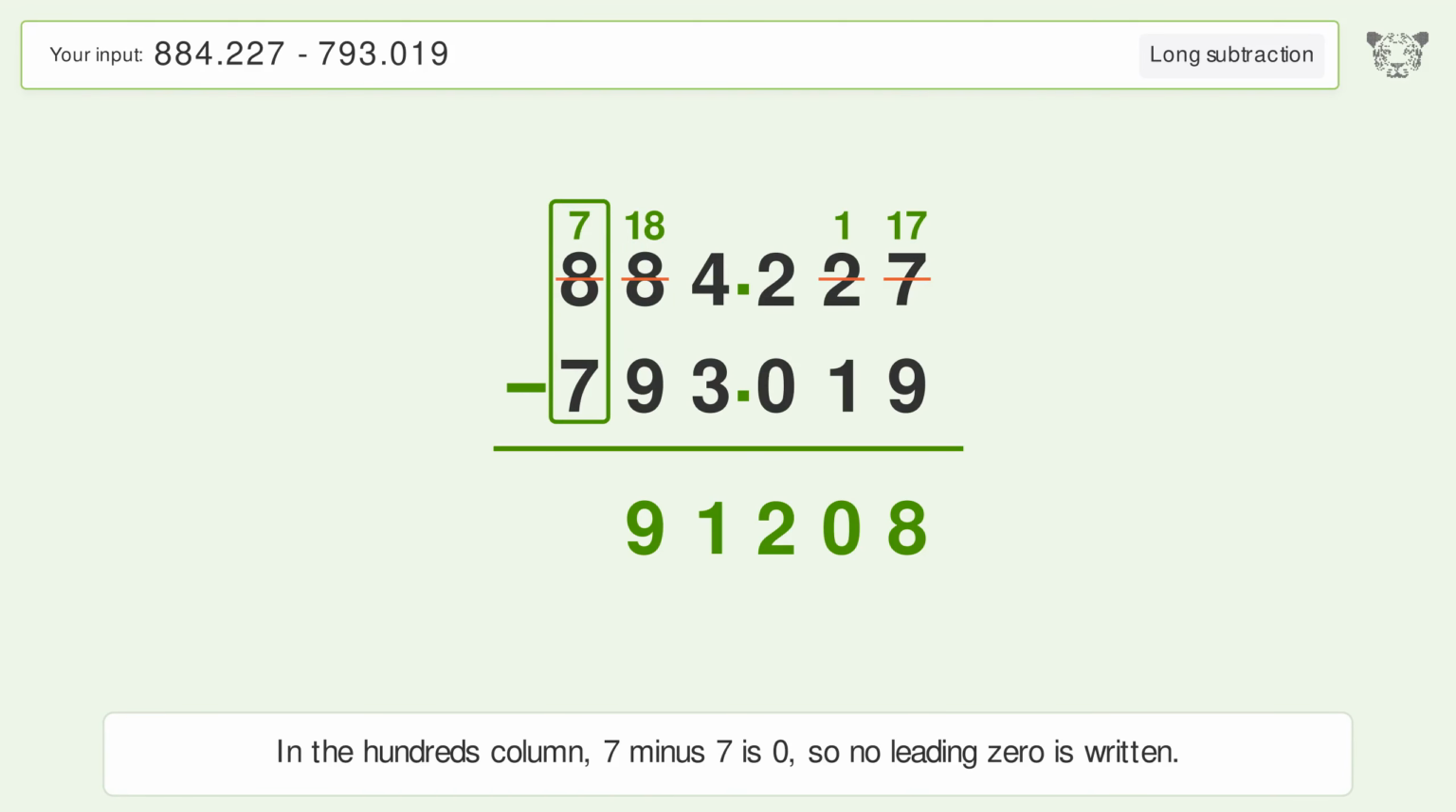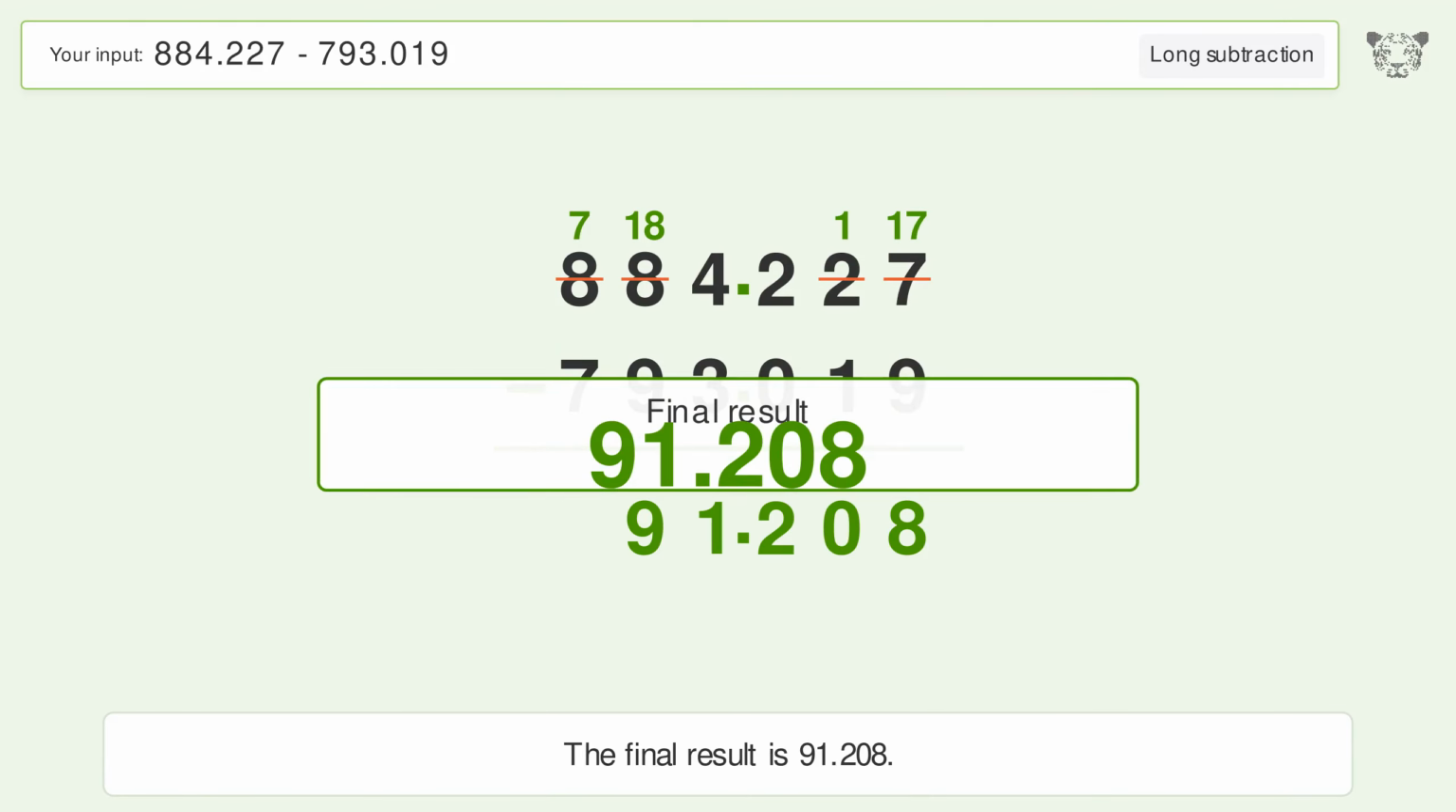In the hundreds column, 7 minus 7 is 0, so no leading 0 is written. Bring the decimal point straight down into the answer. The final result is 91.208.